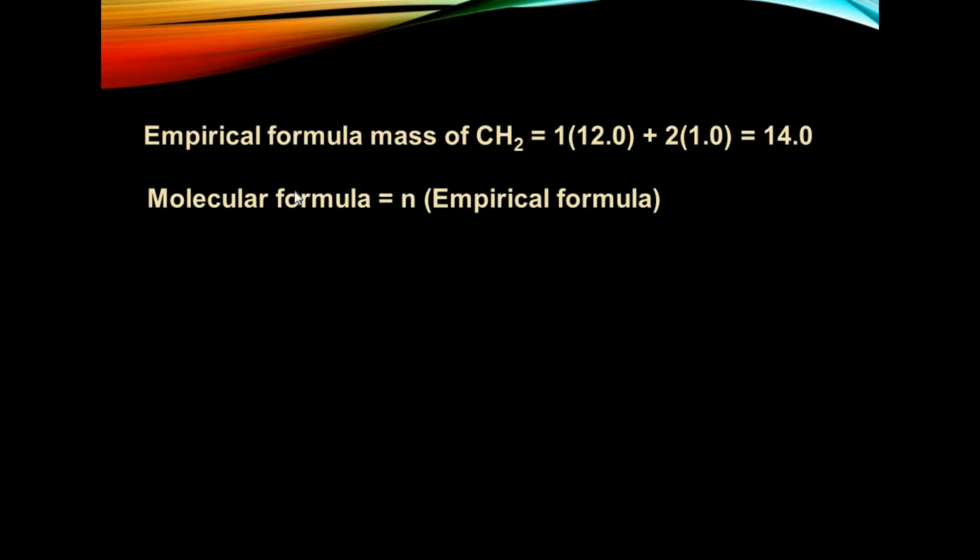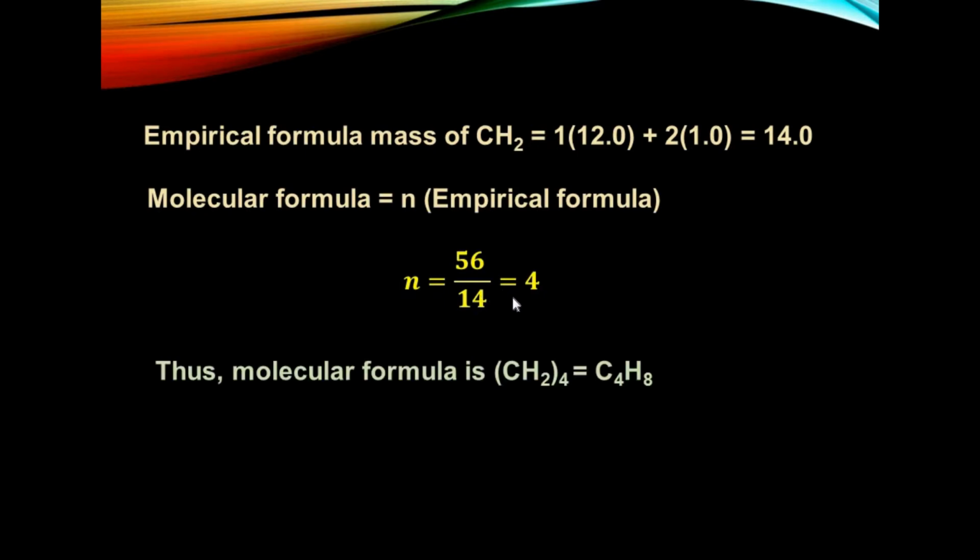The relationship is that molecular formula is equal to n times empirical formula. So we need to find the value of n. n equals molecular mass divided by empirical formula mass. The molar mass has been given in the question, which is 56, divided by the empirical formula mass of 14. So we get 4. Then we can substitute CH2 times 4. So the molecular formula is C4H8.